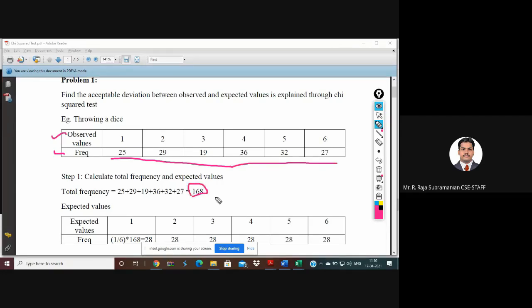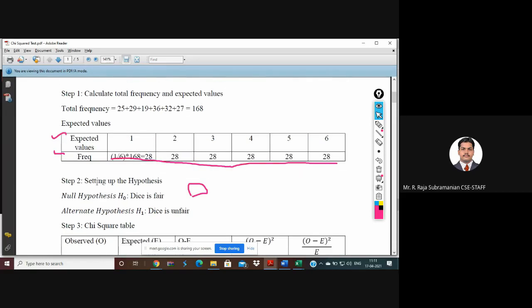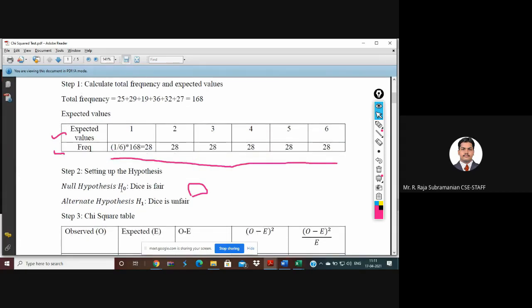If it is uniform distribution, then what should be there? 168 divided by 6, that is 28. Each observation should get only 28 frequencies. So that is actually the expected values. Based on these expected values, I need to decide whether the throwing of the dice is fair or not.